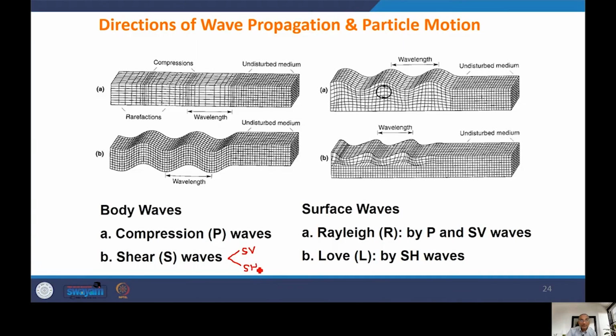Now when these body waves come into contact with the surface, surface waves are generated. Of course there are others also, but mostly there are two types of surface waves: one is called Rayleigh wave and another is Love wave. Rayleigh wave is the byproduct of P and SV waves, and Love wave is the byproduct of SH waves only. Because Rayleigh waves are generated from P and SV waves, they have both horizontal and vertical components. But Love waves, because they are generated from SH waves only, have only the horizontal component of particle motion.